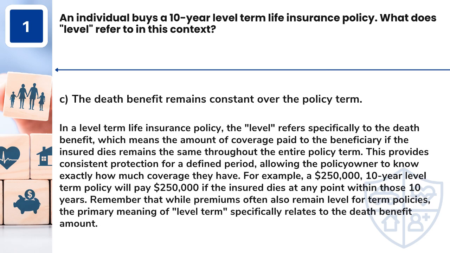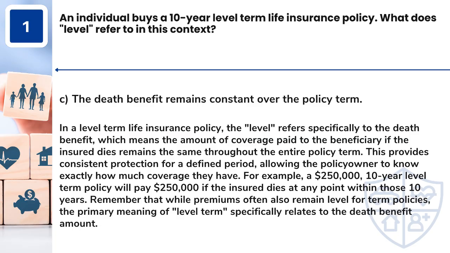Answer: C. The death benefit remains constant over the policy term. In a level term life insurance policy, the level refers specifically to the death benefit, which means the amount of coverage paid to the beneficiary if the insured dies remains the same throughout the entire policy term. This provides consistent protection for a defined period, allowing the policy owner to know exactly how much coverage they have.